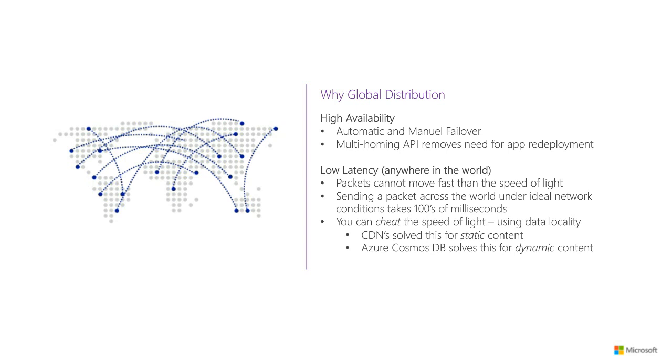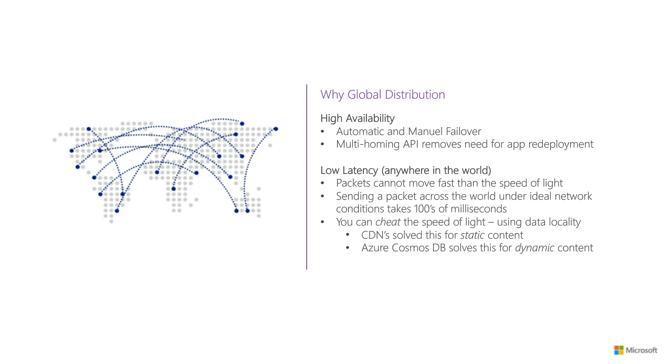For static content, what we do is we exploit data locality and bring the data closer to the user so that when the user is ready to make a request, it's actually being served out of a local region, a local data center, as opposed to having to ship packets all around the world. Well, for a long time, CDNs have only solved this for static content because they rely on a high degree of caching and do not bring consistency for a write-heavy scenario. This is a problem that Cosmos DB has solved.